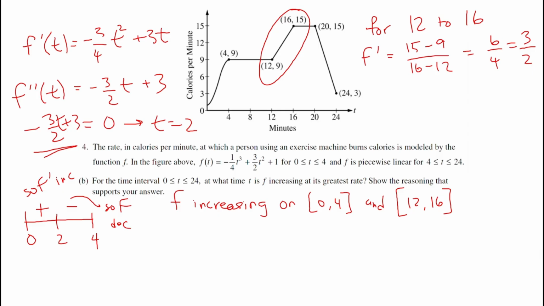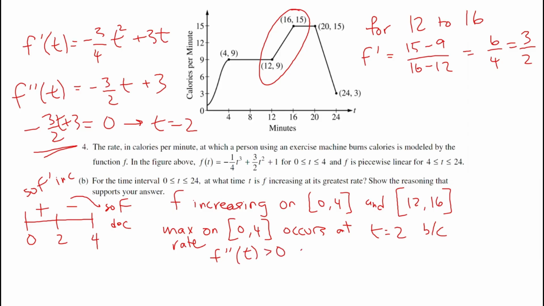And so we'll say that the max on 0 to 4 occurs at, and in fact, we'll say the max rate occurs at t equals 2 because f double prime of t is greater than 0 on 0 to 2 and f double prime of t is less than 0 on 2 to 4. But we still have to figure out what that rate is at t equals 2 and compare it to the rate we got of 3/2 earlier.